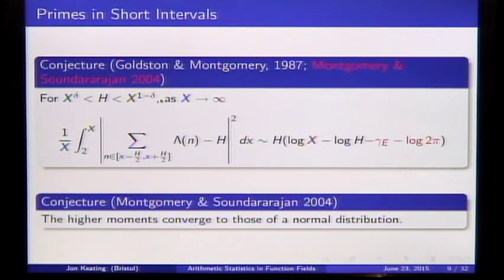And the conjecture, due to Goulston and Montgomery, is that if the length of the range h is anywhere between x to the delta and x to the 1 minus delta for any delta, so basically you want the length of the range to be increasing as x tends to infinity, but not be larger than x, then asymptotically this mean square deviation is asymptotic to h. That's the length of the range, and that's actually the value you'd get if the primes were completely uncorrelated, so if they were a Poisson sequence.